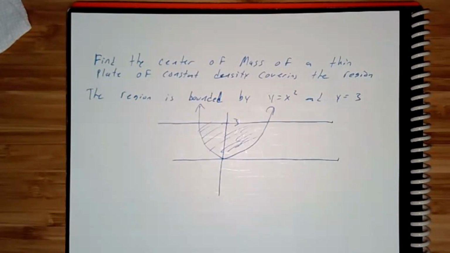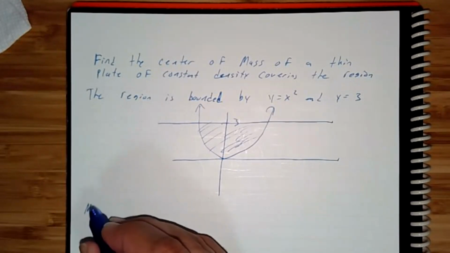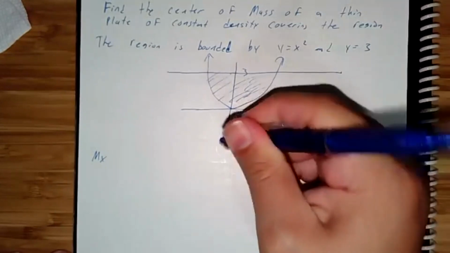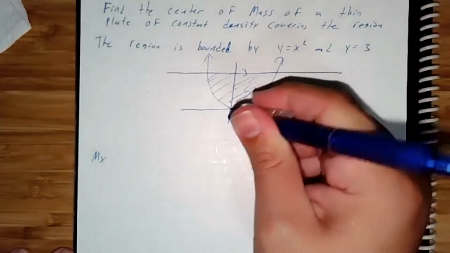All right, so let's find the moment about the x-axis and then the total mass M. So let's see how this goes. So we know capital M sub x. Put this up a little bit.